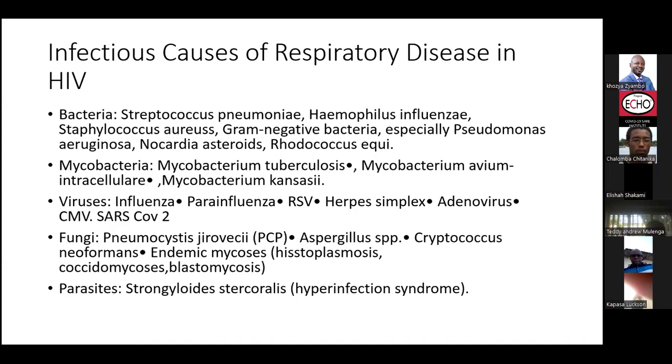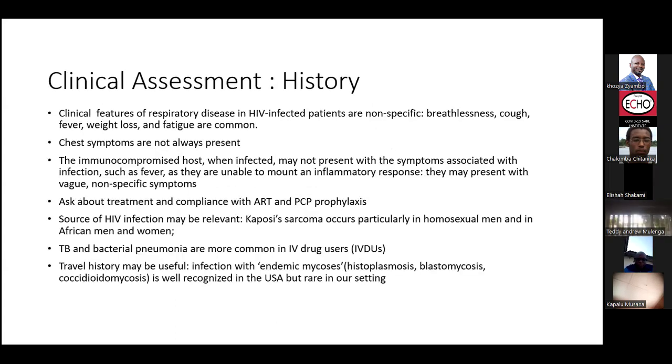We have Aspergillus, which normally colonizes the airways of patients, but in the setting of HIV, can be treated. And then we have the endemic mycoses, which are more common in the United States. We don't see as many of them here, but you do need to know them: histoplasmosis, coccido, and blasto. And of course, another interesting one, which is strongyloides, which can cause hyperinfection syndrome in patients that have been started on ART. So you can see that we really have a wide variety of infectious causes for respiratory disease in HIV positive patients. So how do we go about assessing them?